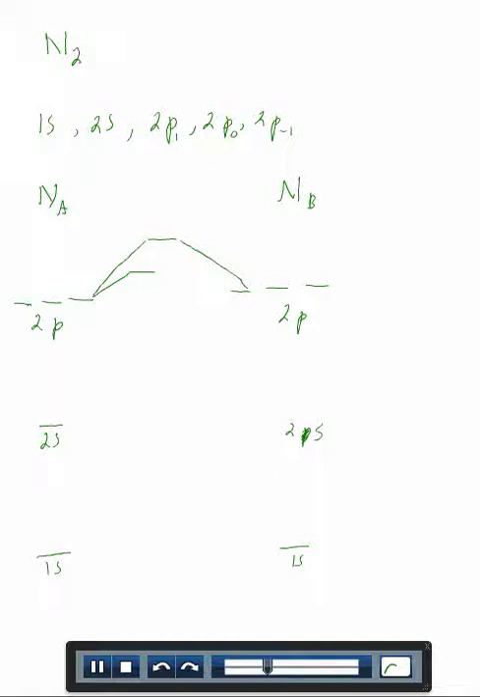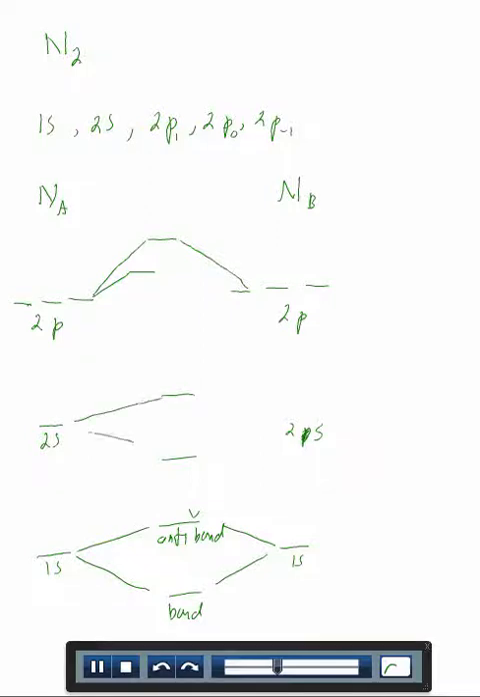So when I overlap the 1s orbitals, I'll get a bonding and an anti-bonding orbital. So I'll just draw little lines from the atomic orbitals. When I overlap the 2s orbitals, I will get a bonding and an anti-bonding formed from the atomic orbitals.